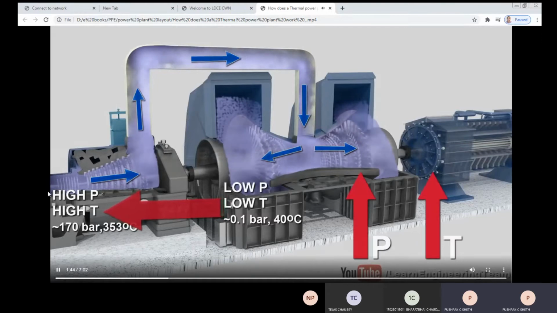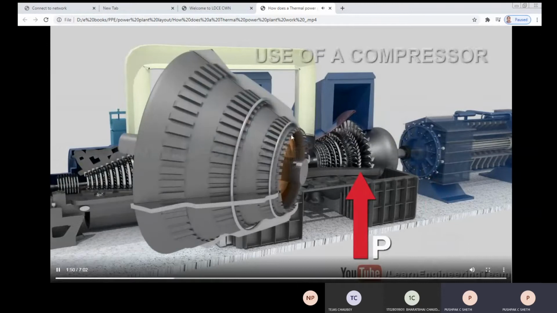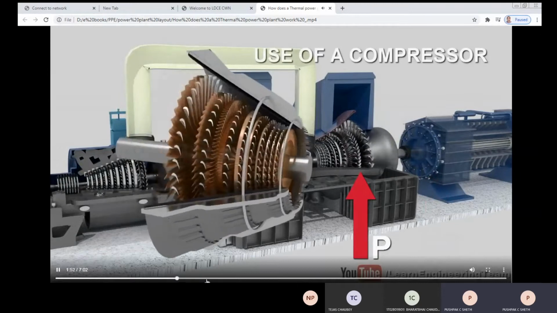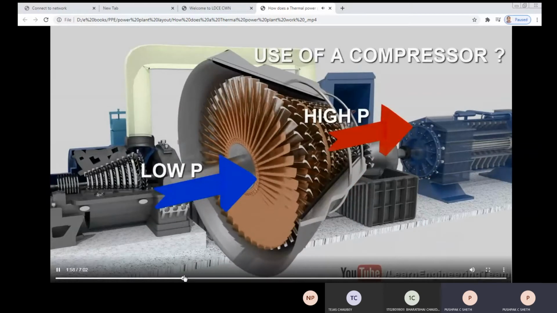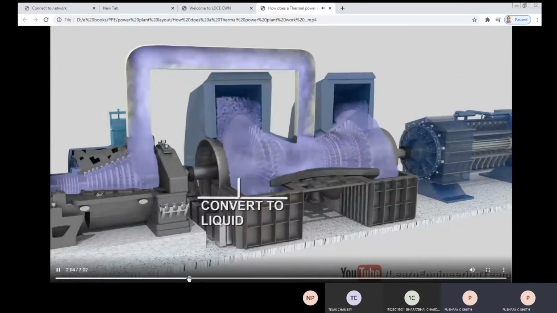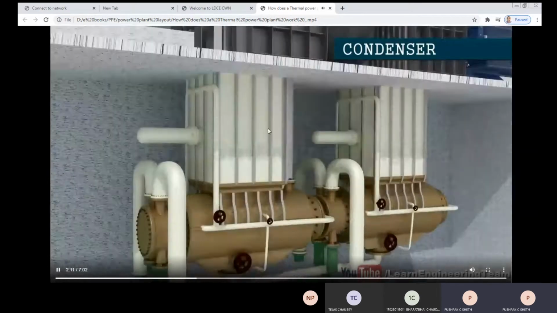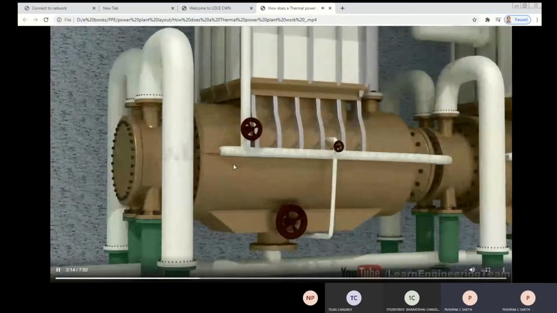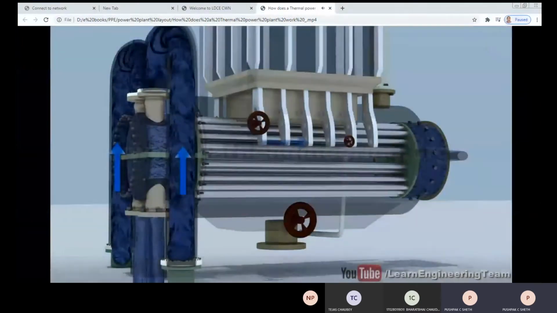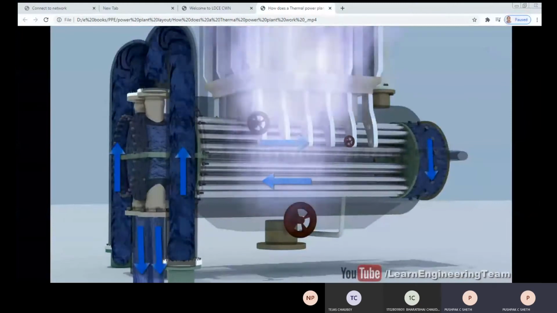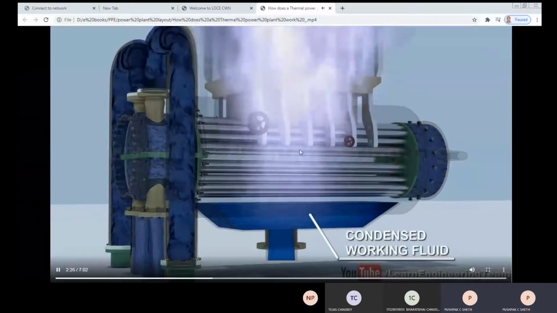Steam which is entering the high pressure turbine and exiting from that turbine is entering the LP turbine. Then that steam after expansion is entering the condenser, where the latent heat exchange will take place, and there the steam is converted into water with the help of this cooling water, right? So it's basically a condenser heat exchanger.